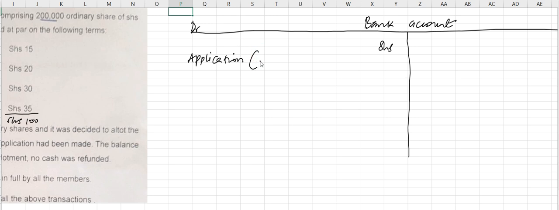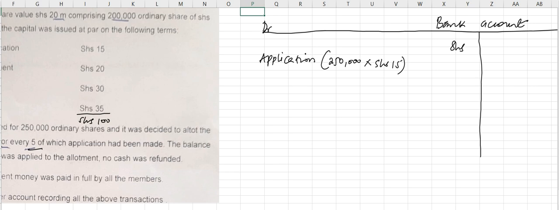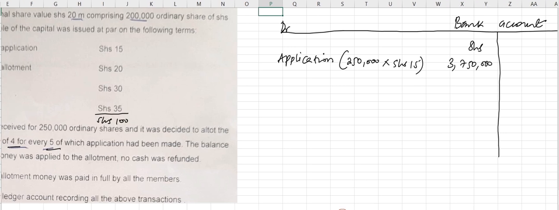Application. They have received money for 250,000 applications. But remember, on application they pay shillings 15, as you can see here. So 15 times 250,000 gives you 3,750,000. That's the money received on application.